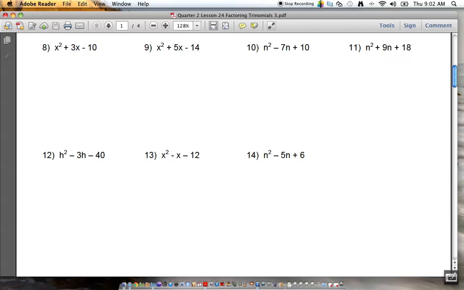Numbers 9 and 10. Don't forget AM, multiply out to the last term. You always start with that last term. It's our first focus. If you ever get stuck, you use that calculator.